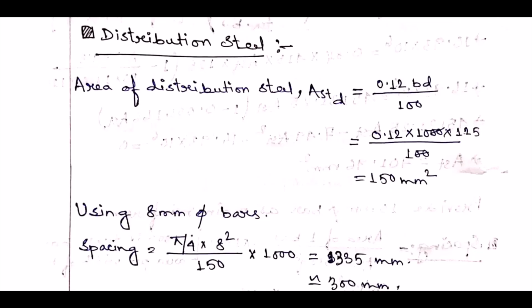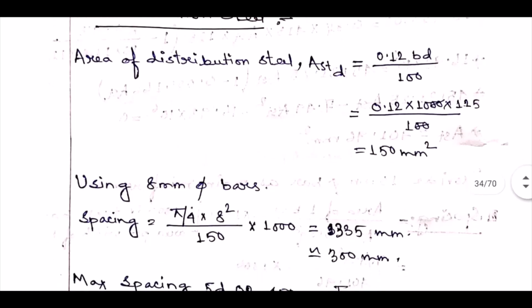So we can use 8 mm dia bar. Here we are using 8 mm dia bars. So spacing is pi by 4 into 8 square by 150 into 1000, that is equal to 335 mm. So we can reduce the spacing, and it will then be 300 mm.